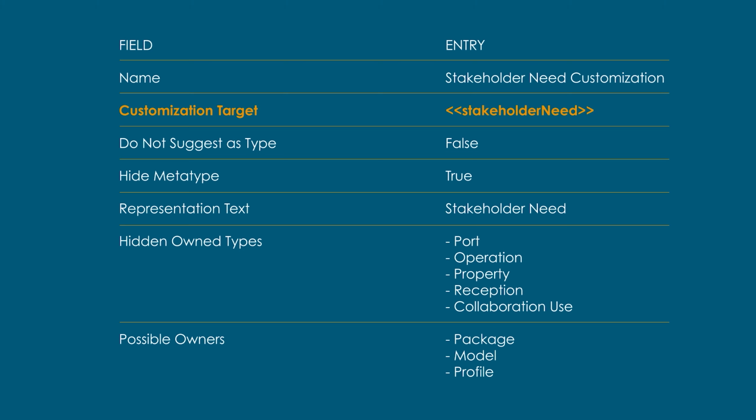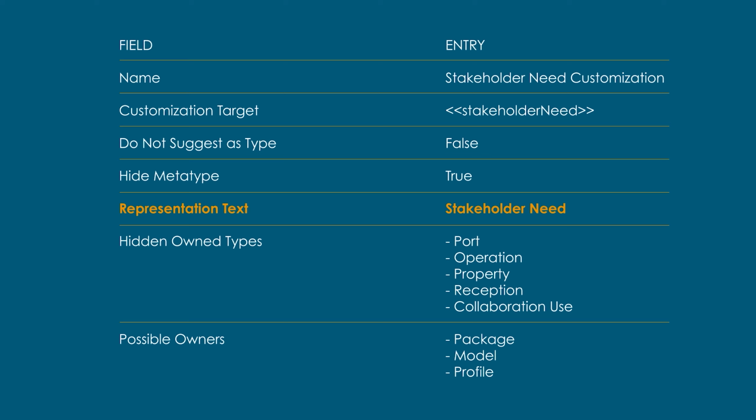I set the customization target to be the StakeholderNeed stereotype we created. This targets the customization to that stereotype. I set do not suggest as type to false, as it allows the new stereotype to be seen in lists. I set hide metatype to true, and this hides the metatype the stereotype extends in lists. In this case, it would be the class metatype. I updated the representation text to Stakeholder Need with a space in it, and this changes how the stereotype appears in lists and tool palettes.